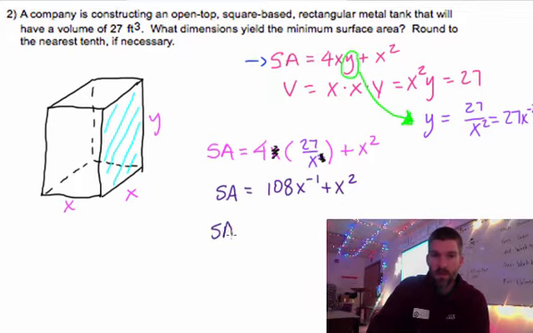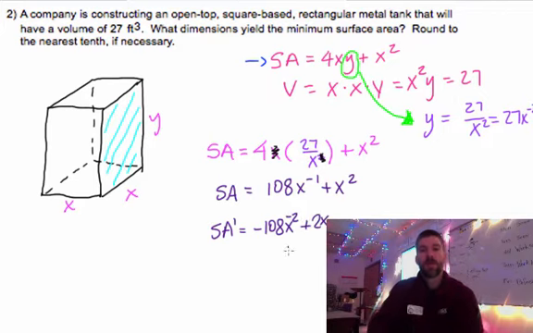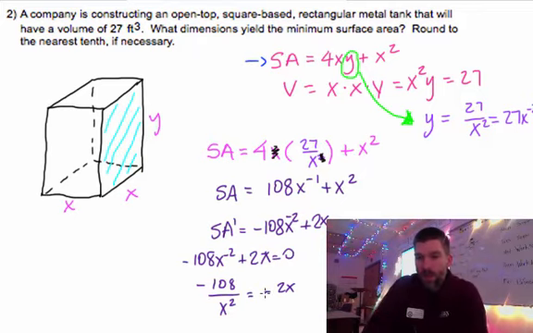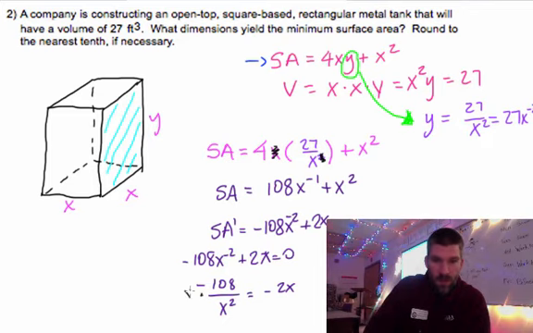So the derivative then is going to be negative 108 x to the negative 2 plus 2x. And what we're going to do is set this equal to 0. Negative 108 x to the negative 2 plus 2x equals 0. So I'm going to go ahead and move the 2x over. Negative 108 over x squared equals negative 2x. And what we can do is cross multiply right here. So I can multiply both sides by x squared, negative x squared.